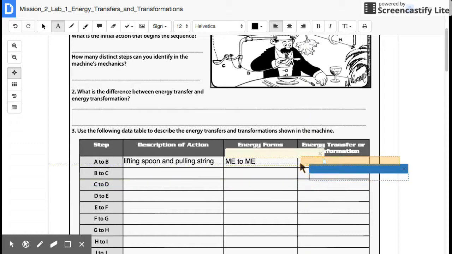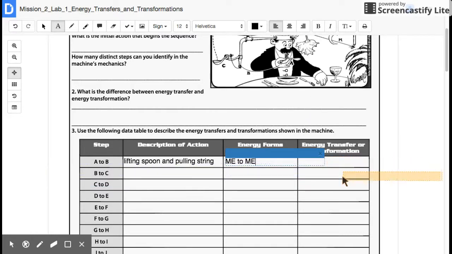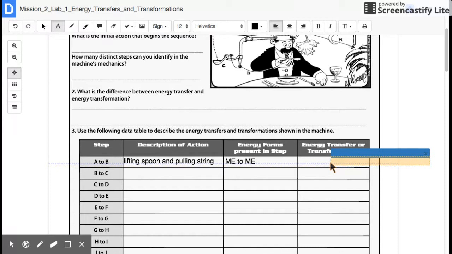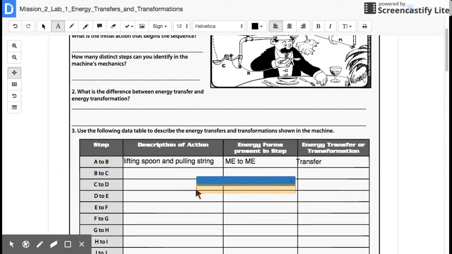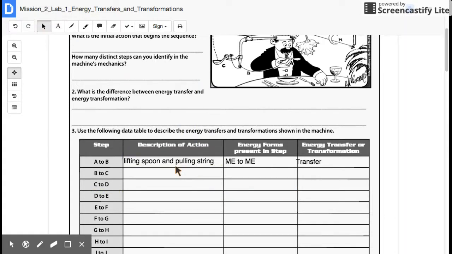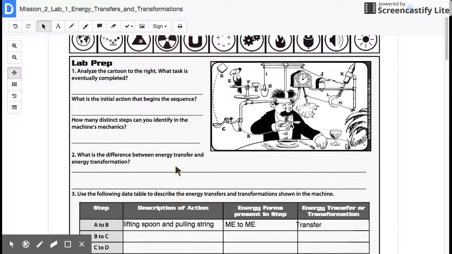And then that moves us to, is this an energy transfer or an energy transformation? And in this case, since it's staying in the same form, it's just going from point A to point B, it's going to be a transfer. All right, so that's what you're going to do in that portion. Shouldn't be too difficult. You're just going to go through. Notice that they're all labeled on the things that are happening here.